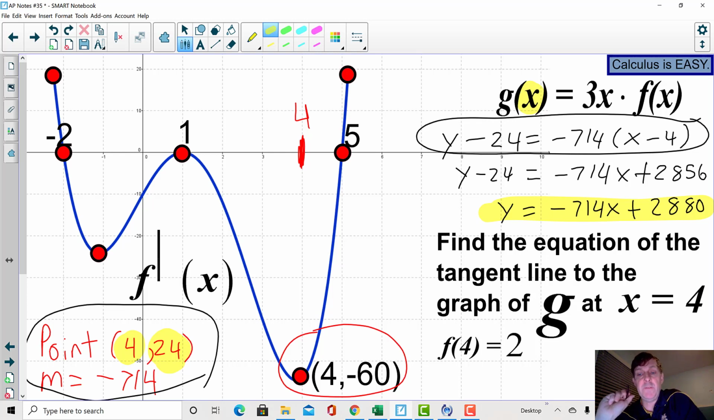There were two weird values we had to figure out. One of them they gave us, f of 4 was 2. The other one we had to figure out, and that was f prime of 4, and that was negative 60. Now, some people will make a mistake, and they'll use negative 60 as their slope for the equation of the tangent line on g. But remember, negative 60 is the slope for the f function, so that's not going to be your slope for the g function. And that's it.